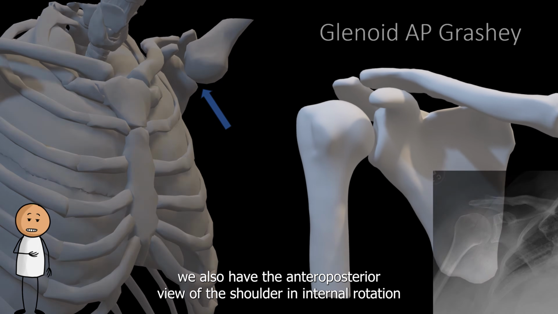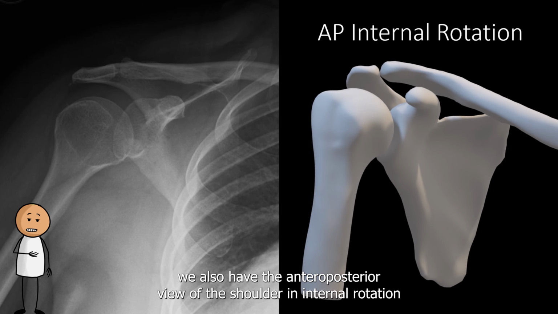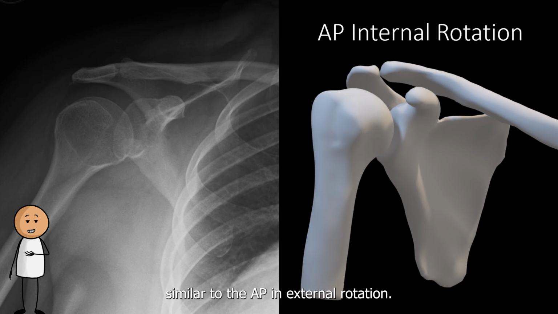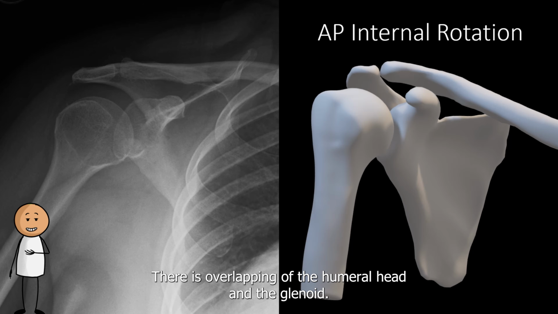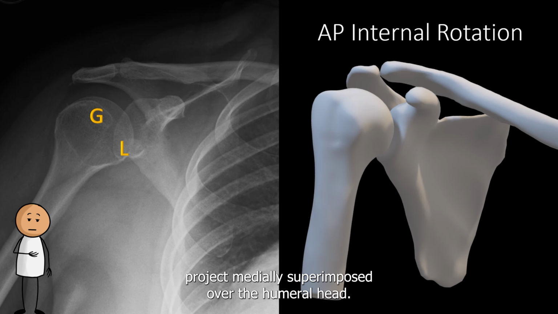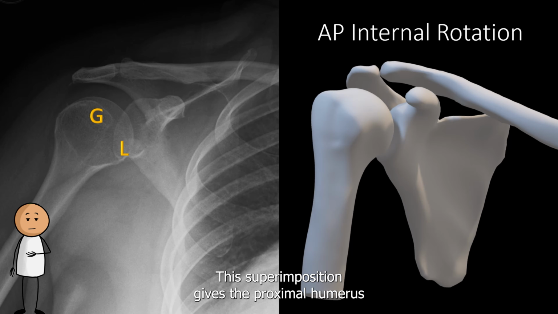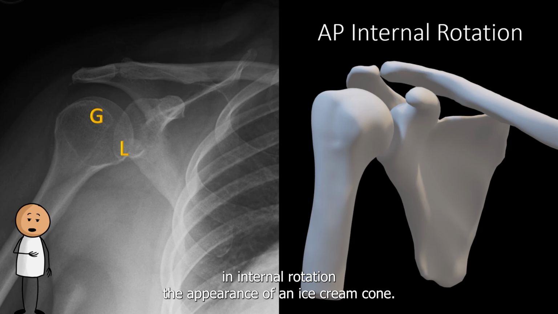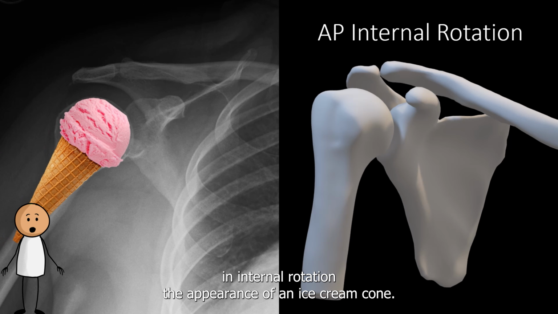We also have the anteroposterior view of the shoulder in internal rotation. Similar to the AP in external rotation, there is overlapping of the humeral head and the glenoid. Note that in internal rotation, the greater and lesser tuberosities project medially, superimposed over the humeral head. This superimposition gives the proximal humerus in internal rotation the appearance of an ice cream cone.